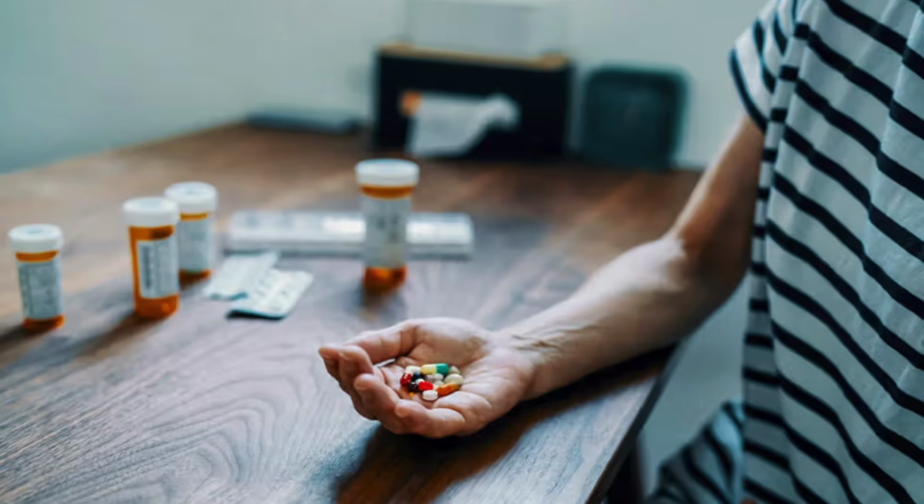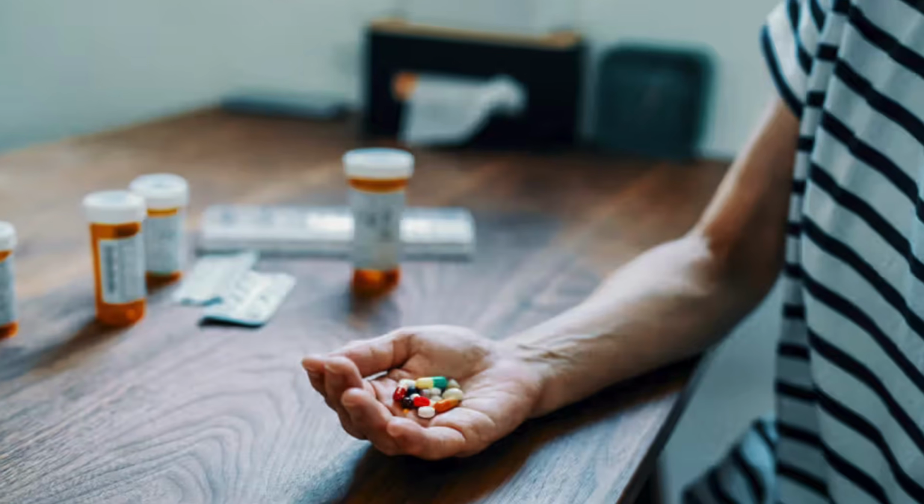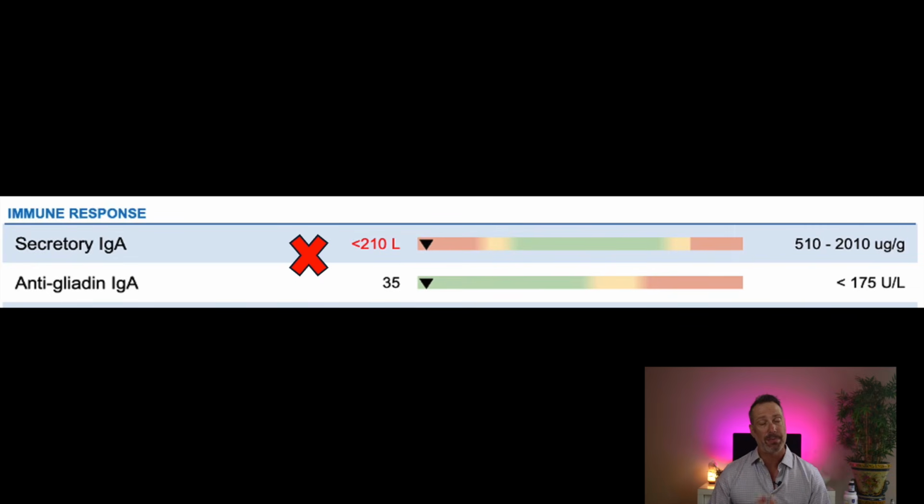Low secretory IgA is caused by many things: chronic stress, poor sleep, overtraining, burnout, chronic ongoing gut infections, poor diet, and use of medications like steroids, antibiotics, and birth control. And if you're not testing secretory IgA as part of your intestinal workup, you could be missing a huge piece of your health puzzle and why you're not getting better. All right, so that's the first cause.